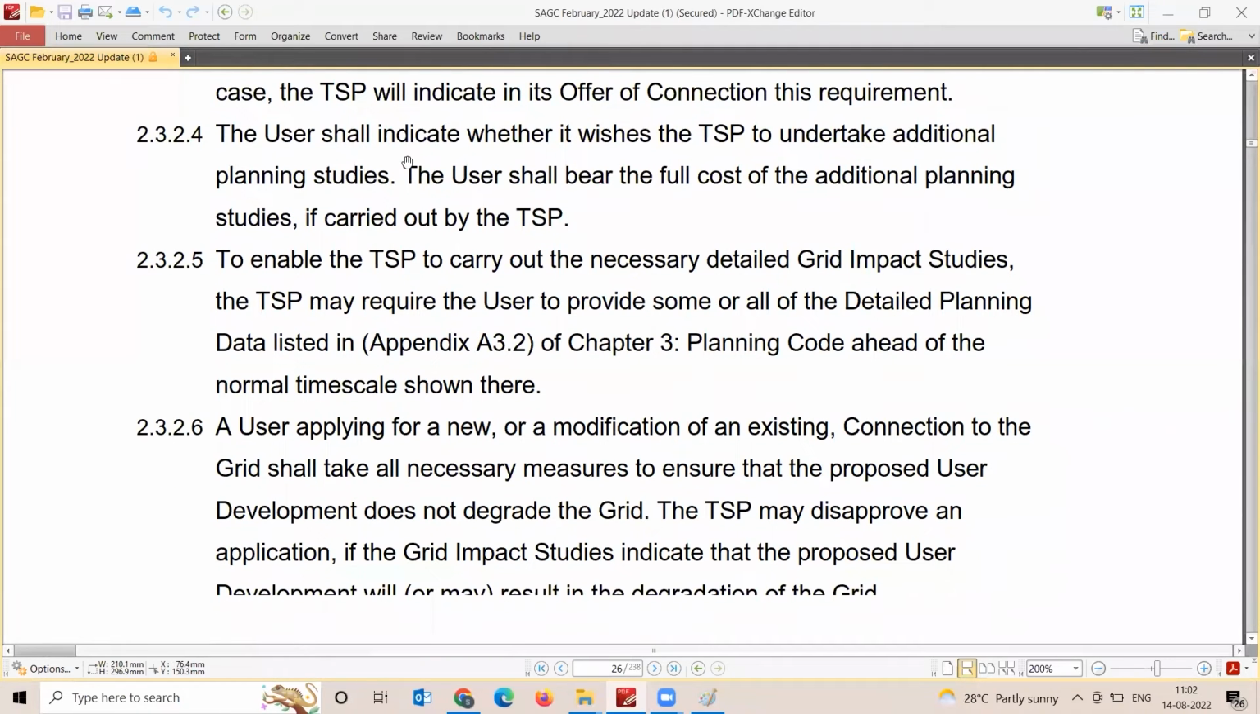So the user shall indicate whether it wishes the TSP to undertake the additional planning study. The user shall bear the full cost of the additional planning studies. And probably this is a Saudi policy, but Indian policy is different. That's where it varies from country to country. There, the TSP themselves will do the study, but in India, it's the responsibility of the IPP to perform a study, and the IPP will appoint a consultant, and the consultant has to get the money from the IPP. So obviously he will say everything is within the limit, and that brings another challenge for a TSP.